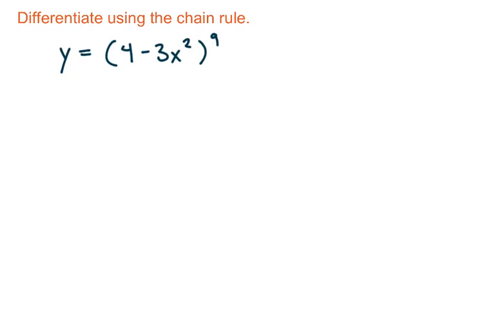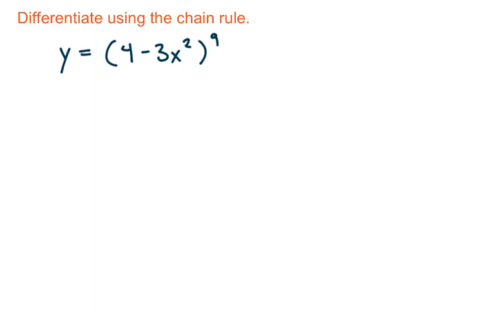In this video, we're going to explore taking derivatives using the chain rule a little bit more. Here, we're going to differentiate y equals (4 minus 3x squared) to the 9th. So looking at this function, this is not just x raised to the 9th. We can't directly use the power rule.